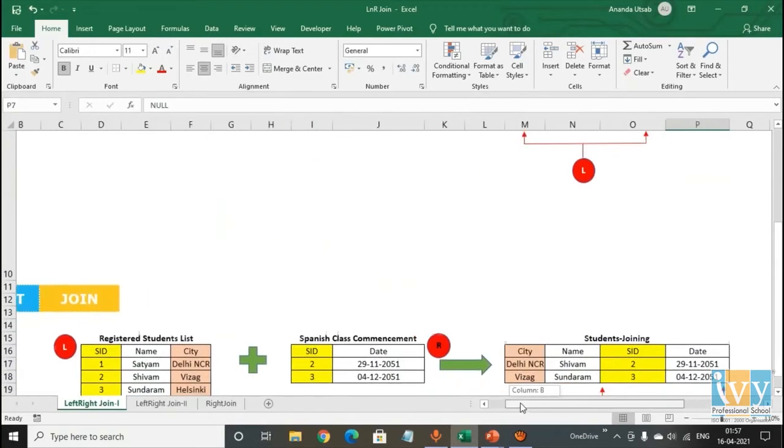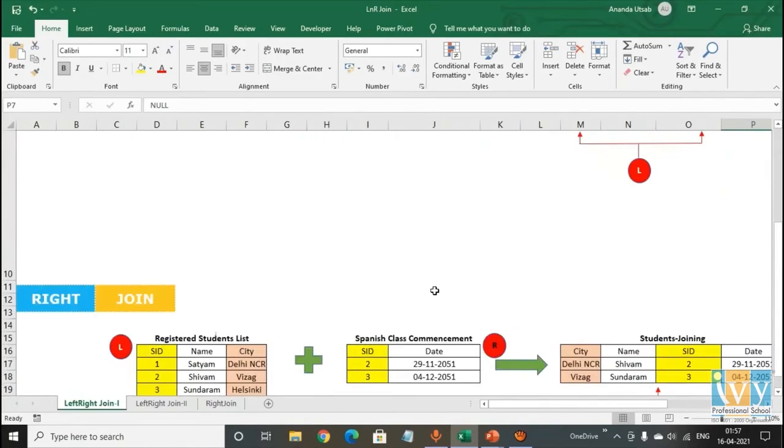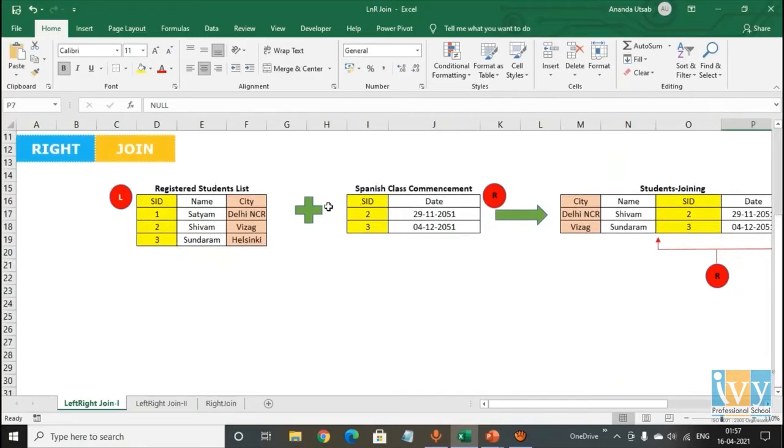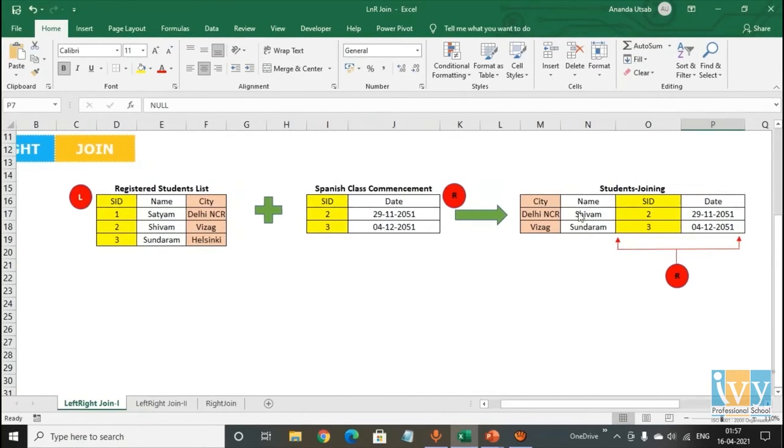Let's see some right join examples, which is the exact opposite of left join. I have the same tables, and in this case what I want is a table in which only those students who have started their courses, their names will be shown. So only those students who have started their courses are mentioned in the right table. For that I would be using right join to show all the entries in the right table first and their matching entries from the left table.